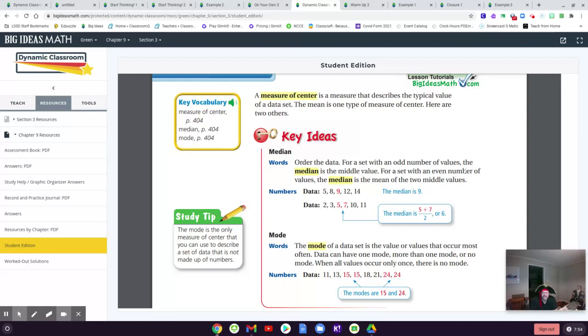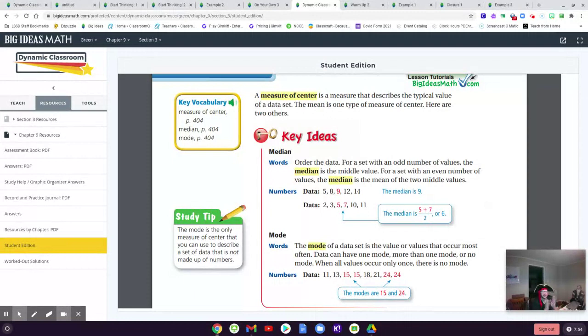For a set with an even number of values, the median is the mean of the two middle values. In other words, if I have 6 values here, 2, 3, 5, 7, 10, and 11, I put them in order, and then 5 and 7 are actually both in the middle. You kind of work your way to the middle. There are 2 numbers in the middle there, 5 and 7. The median is the number right in between those. So to get that, you can do 5 plus 7 is 12, divide it by 2, and you get 6, which is the number right in between 5 and 7. So 6 would be the median.